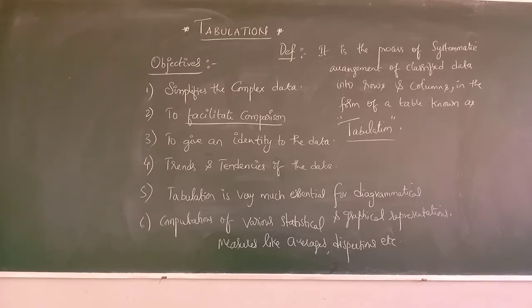I mean, observing the diagrams and graphs, those things will completely store in your mind rather than the numerical facts, right? So diagrammatical and graphical representation has that much efficiency that even a common man will understand easily. Now, for diagrams and graphical representations, a tabulated form or tabulated data is very much essential. And the next one is for the computation of various statistical measures like averages, dispersions, correlations, this tabulation is required. These are all the objectives of tabulation.